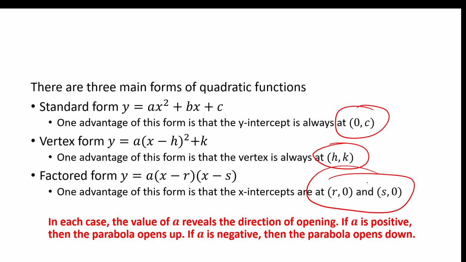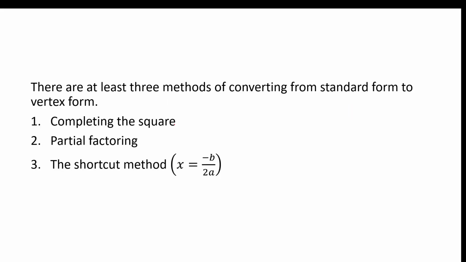In each case, the value of a reveals the direction of opening. If a is positive, then the parabola opens up. If a is negative, then the parabola opens down. And a is always that lead coefficient. Now, there are at least three methods of converting from standard form to vertex form, and that'll be the main focus of this video. There's completing the square, there's partial factoring, and there's something called the shortcut method.